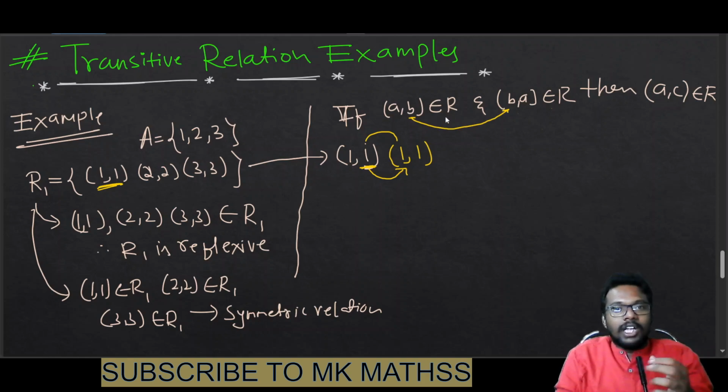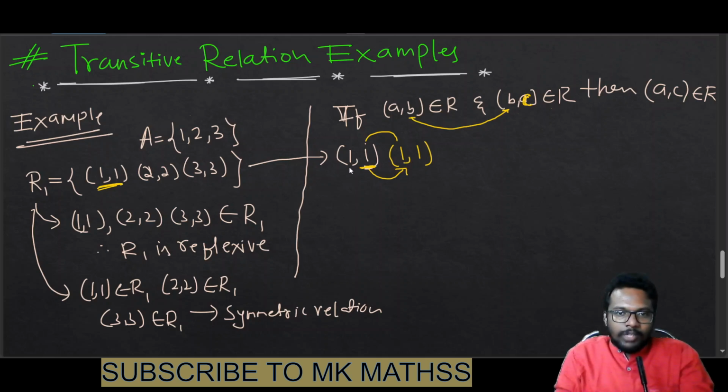So A comma B and B comma C. We have to consider B comma C. So for A comma B, B comma C is a pair. So here 1 comma 1, 1 comma 1 is a pair. There is no other ordered pair or element which starts from 1, so I have considered 1 comma 1 itself.